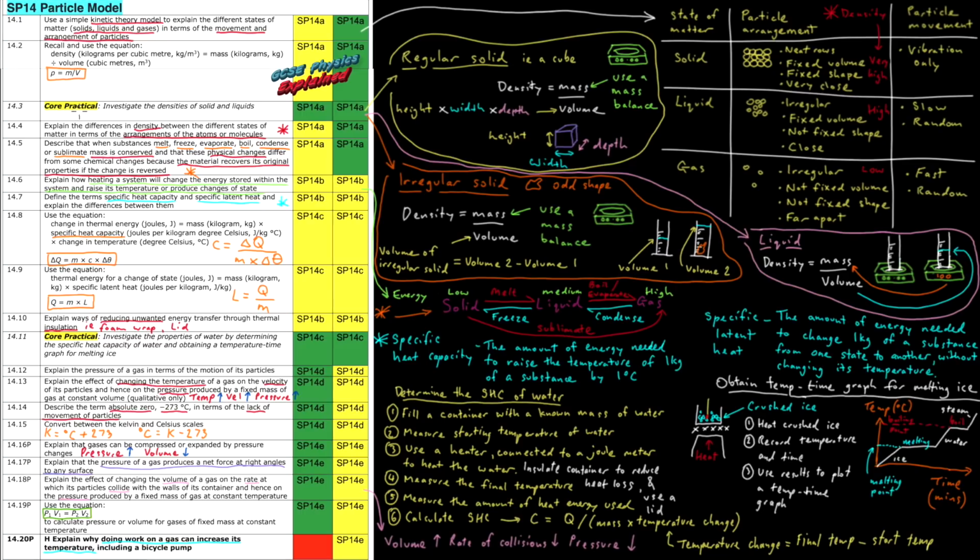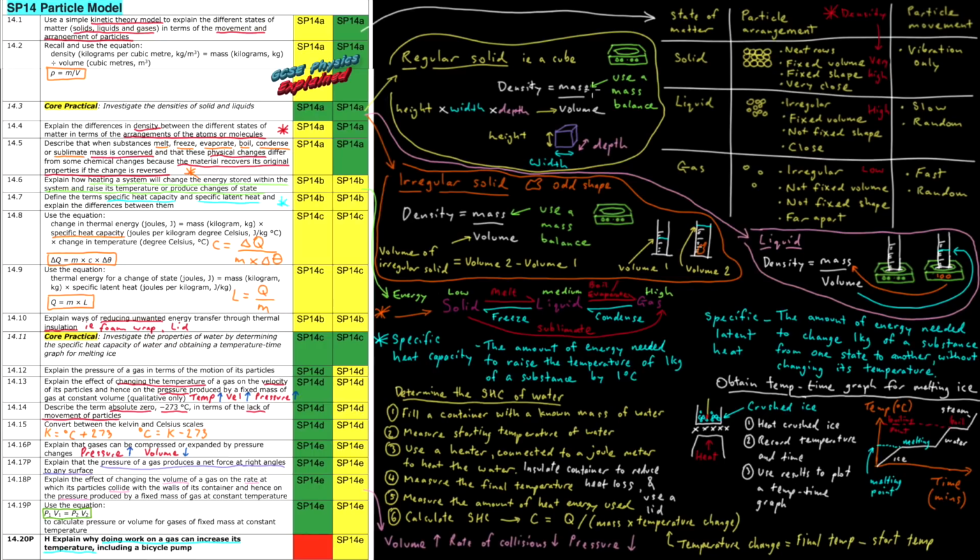Core practical. Investigate the densities of solids and liquids. Now this is going to be one of the core practicals, so it's worth 6 marks. So let's have a good look at this. If you're going to investigate the density of a regular solid, for example a cube, always base your explanation on the calculation. So to get the density of whatever, you need to know the mass and the volume. Tell the examiner you'll use this equation.